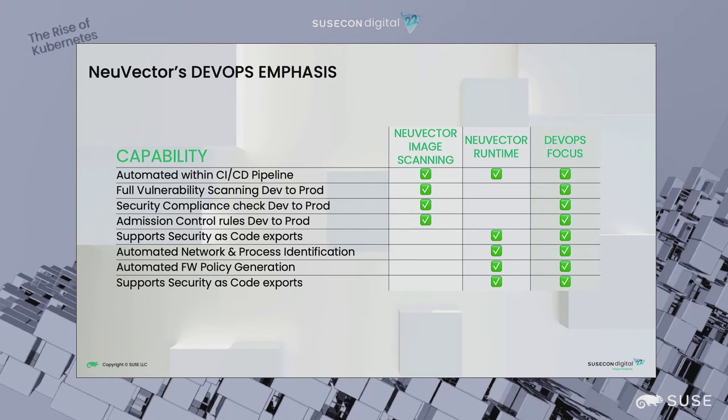Now we can get me out of the way. The security as code exports are related to the network and process identification and policy generation. We identify the processes that are running. We identify and validate the layer 7 network protocols, the network traffic, all of the routes. We build security policies from those. That's all automated.